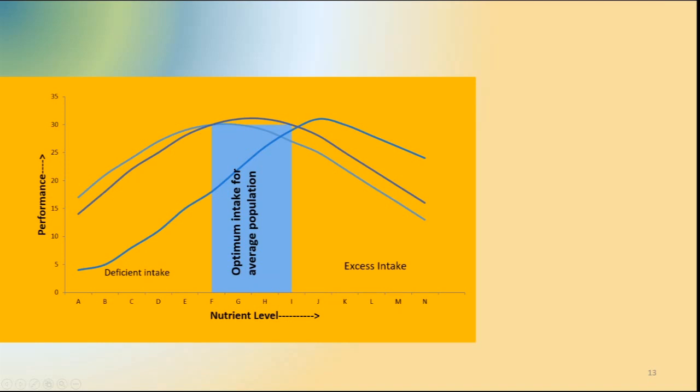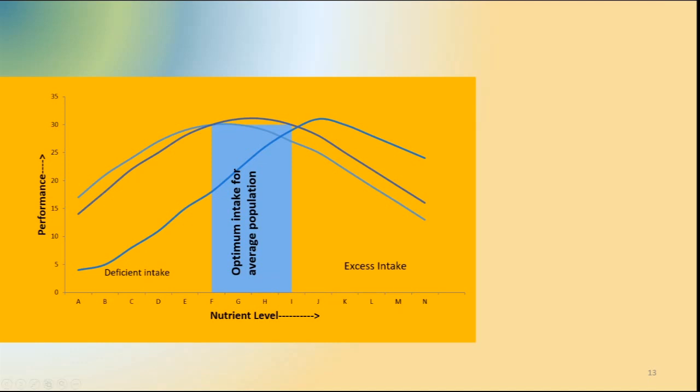So for the individual whose performance is less, we increase the intake of nutrients and we move from A towards the N side. So there is an increase in the amount of nutrients. For the individuals whose performance is less, by giving extra nutrition or by increasing the nutrient level in the diet, we get more production or better performance from those animals. But these animals will require excess nutrient intake and they show their maximum performance at J level.